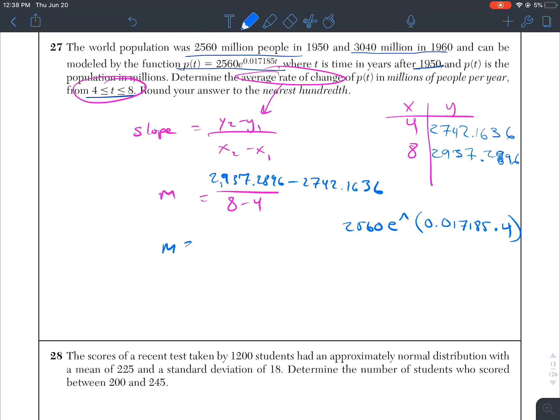And I'm getting m is equal to 48.78. Hopefully I plugged that all in correctly. Rounded to the nearest hundredth looks good.